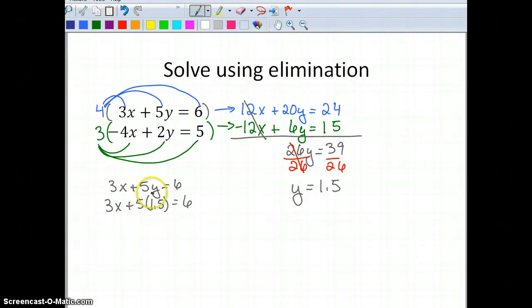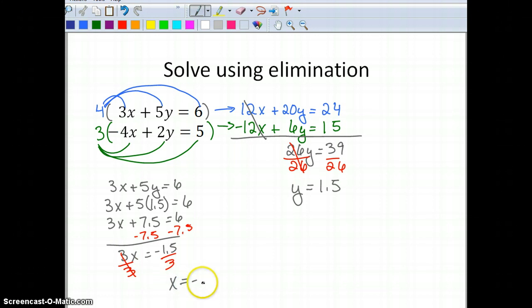Okay, so when I plug this in, I chose the first equation. I have 3x plus 5 times 1.5 is equal to 6. So now I have 3x plus 7.5 is equal to 6. Subtract 7.5 from both sides. So I have 3x is equal to negative 1.5. Divide each side by 3. And when I do that, I get x is equal to negative 1/2 or negative 0.5. My solution is negative 0.5 and 1.5.